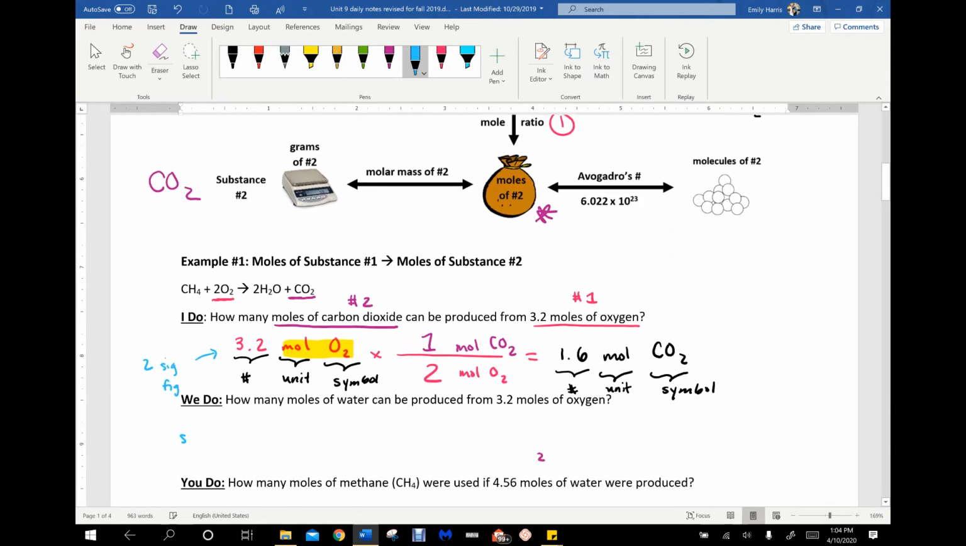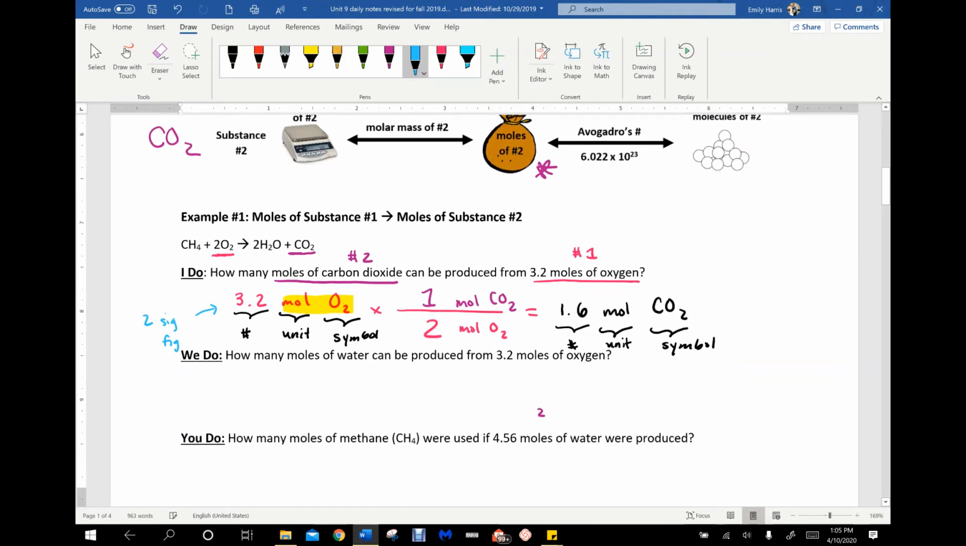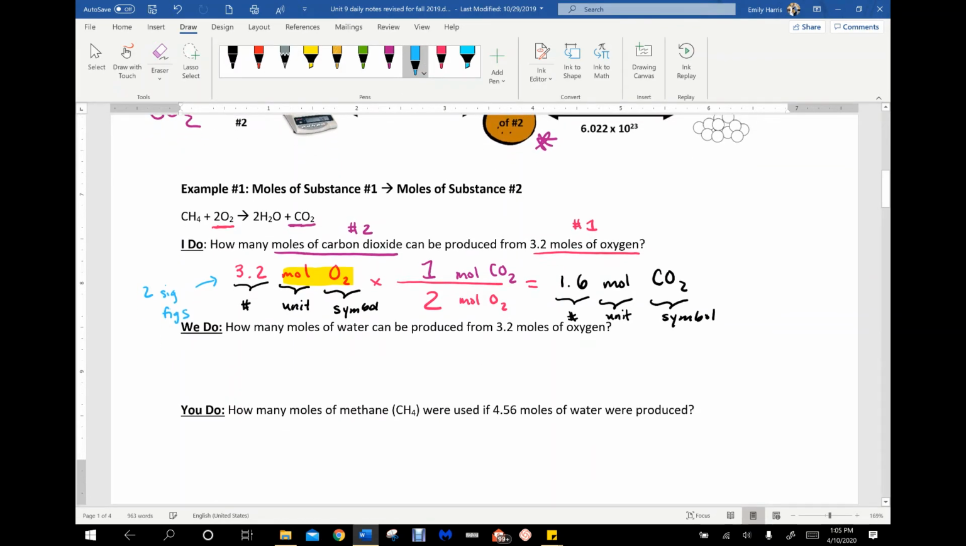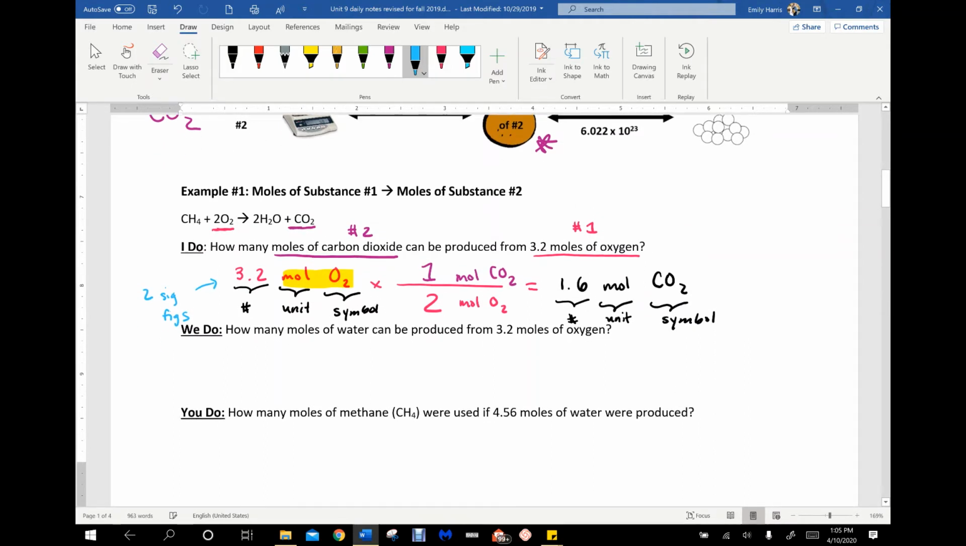All right, so let's go ahead and try the we do right quick. Okay, so same reaction, same problem. All right, I'll tell you what, actually, let's skip down to the you do, just because it throws in some different chemicals there. All right, so here we're asked how many moles of methane were used if 4.56 moles of water were produced.